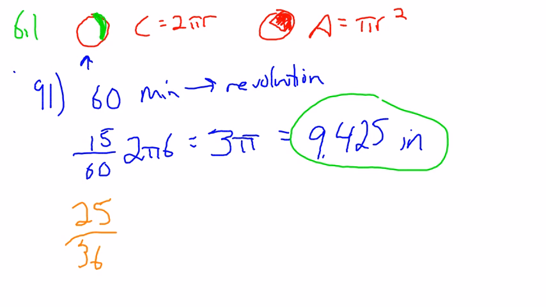Wait, what am I doing? I'm not working in degrees, I'm working in minutes. So there's a total of 60 minutes. I multiply that by 2 pi times 6. So that's using this guy again. That gives me 5 pi.